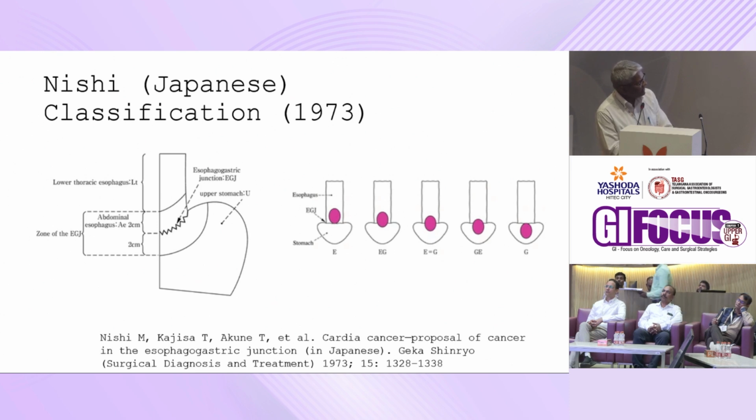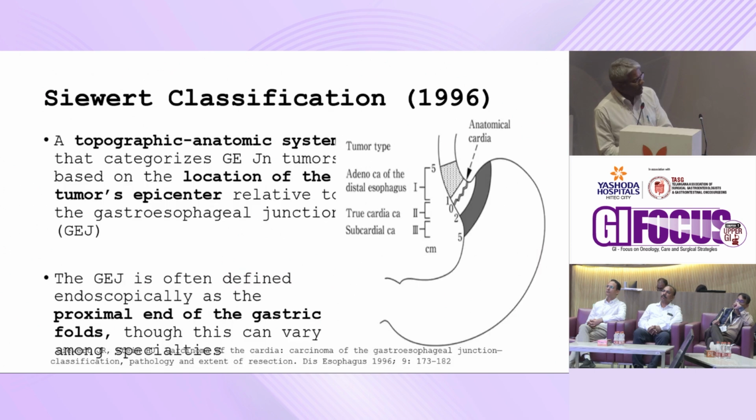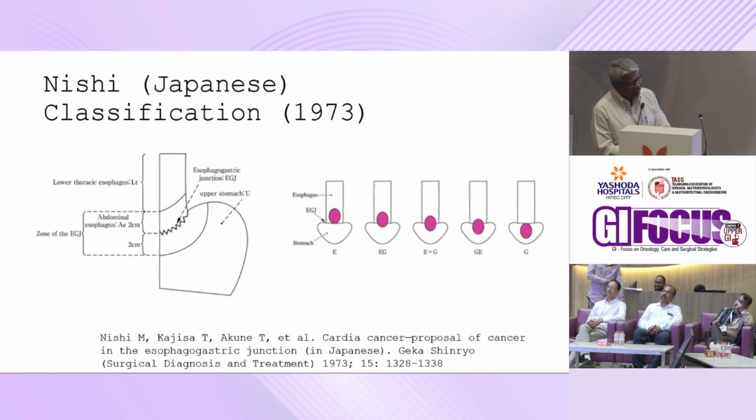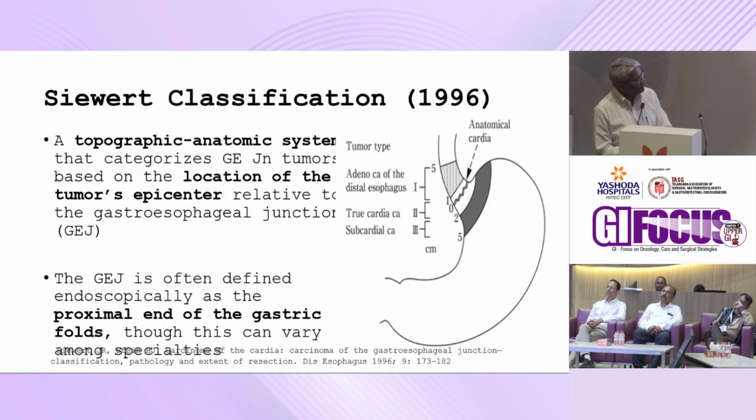E is basically into the esophagus, G into the stomach, EG is where majorly the tumor is on the esophagus, GE is majorly on the stomach side, and E equals G is where the tumor is sitting exactly at the GE junction. But the problem was this was very restrictive, and it was not adopted widely by the world.